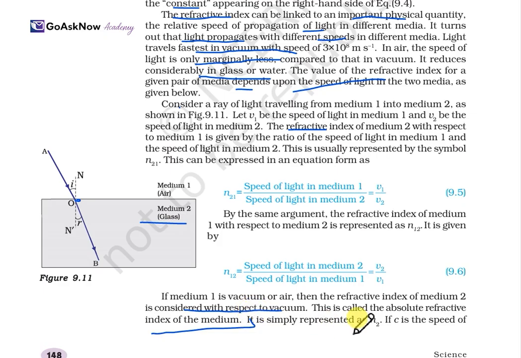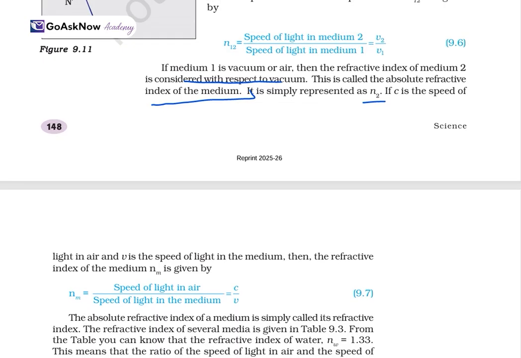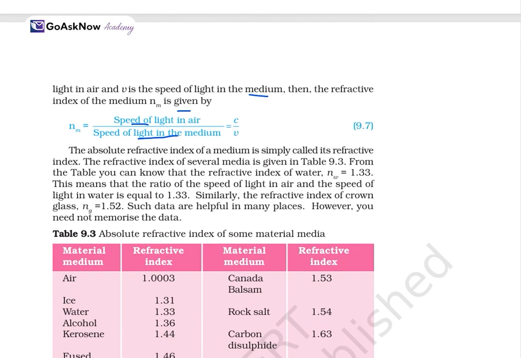It is simply represented by n2. If c is the speed of light in vacuum and v is the speed of light in the medium, then the refractive index of the medium, nm, will be equal to the speed of light in vacuum divided by the speed of light in the medium, or we can say c upon v. So this is the absolute refractive index. This is what refractive index means. Also, the absolute refractive index of a medium is simply called the refractive index.